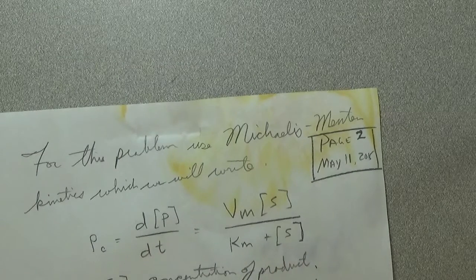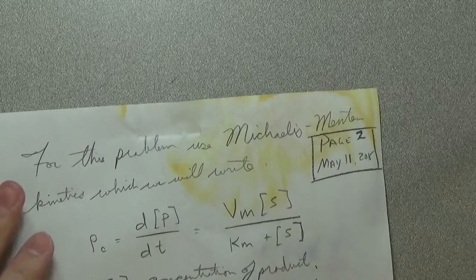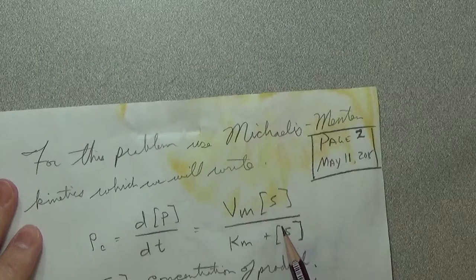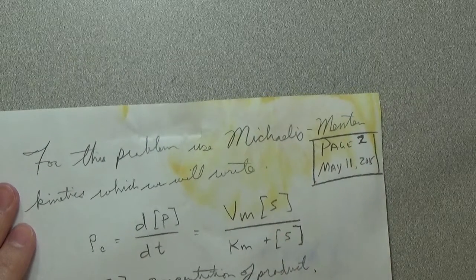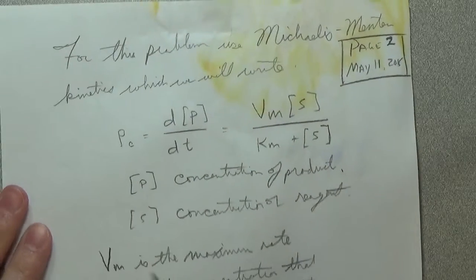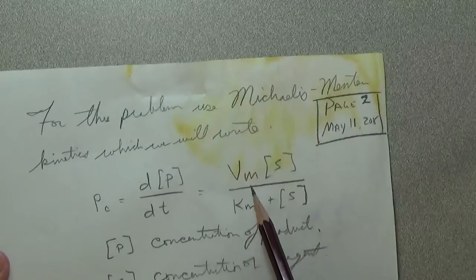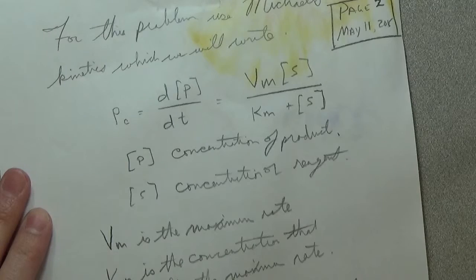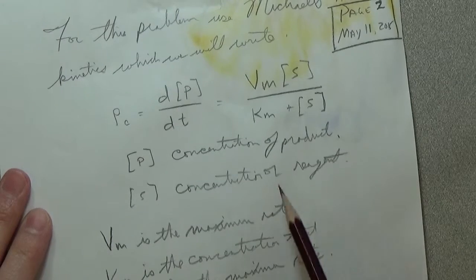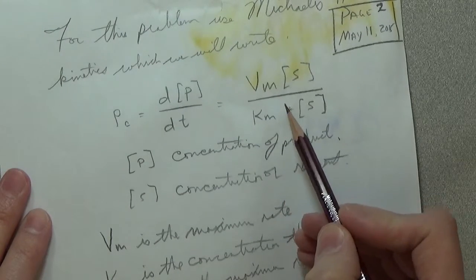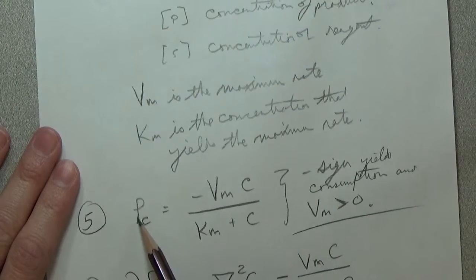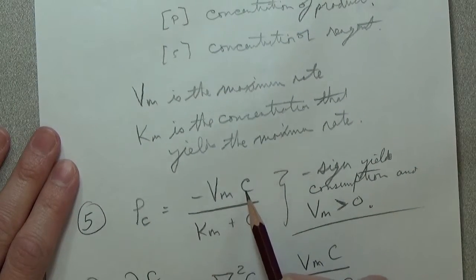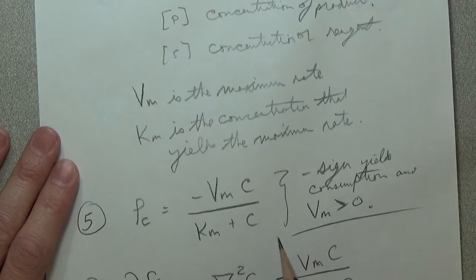Well, in our case, this concentration of the reagents is our concentration of what's diffusing in. It's oxygen or it is glucose. Vm is the maximum rate that it occurs at, and Km is the concentration where the maximum rate occurs. And if we write this out, it looks like this. So rho C is equal to Vm, C, our concentration, divided by Km plus C.